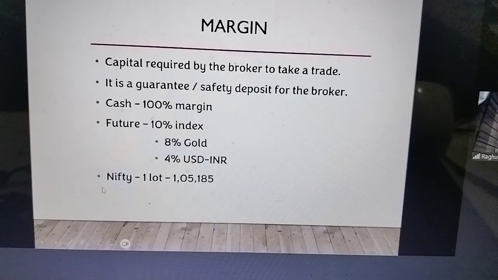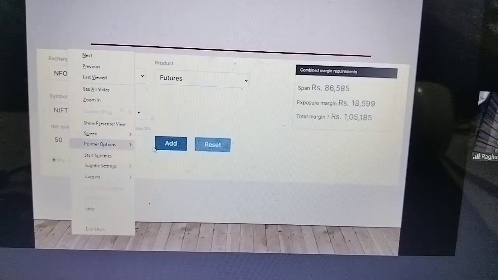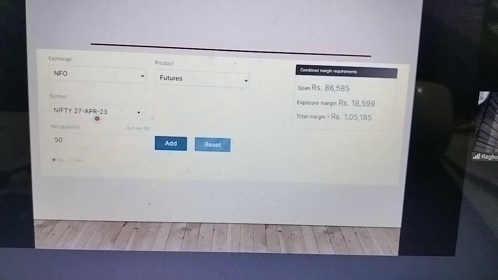Today, for Nifty to buy one lot, we need a margin of 1,05,185. This is what we get on the Zerodha margin calculator website. We can calculate the margin required for any stock by selecting the stock, choosing futures or options, and then buy or sell. Then we get the total margin required to maintain. This is a span margin of 86,585, and exposure margin of 18,599.